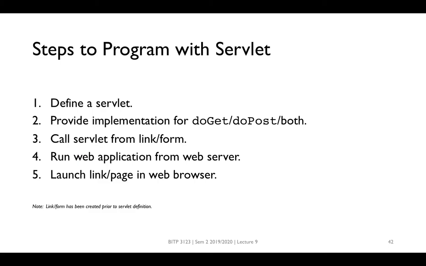There are 5 steps to program with servlet. First, we need to define our servlet class. Then, we need to provide implementation for the method inherited from HttpServlet, which are either doGet or doPost or both. After that, call the servlet from link or form. Then, run the web application from the web server. Finally, launch the link or page in the web browser.